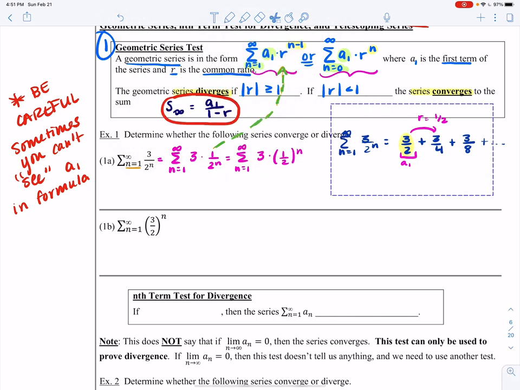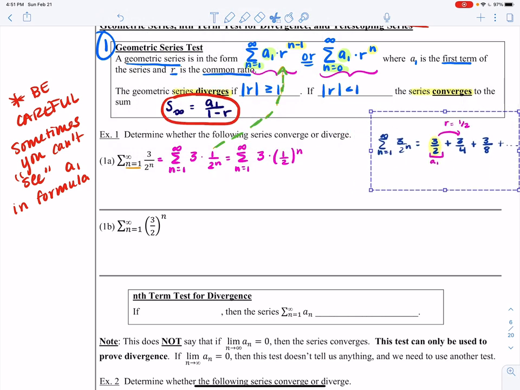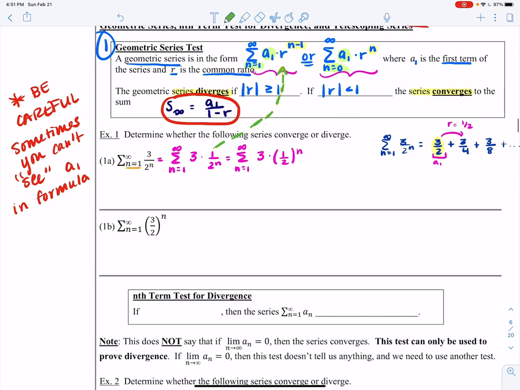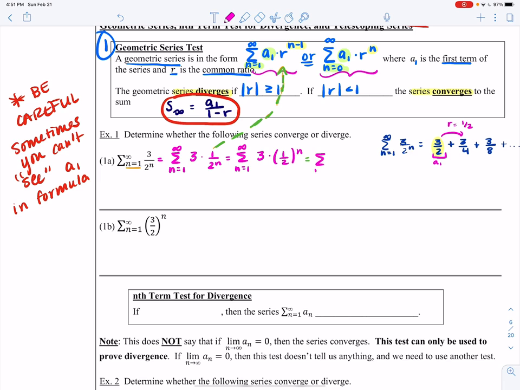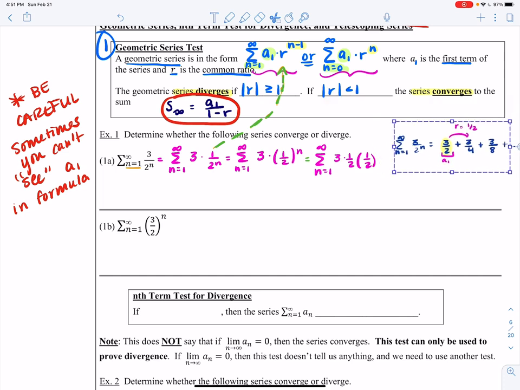I'm going to shrink this one more time and move it out of the way. And let's do a little bit of work. What if I take out another 1/2 from this? This is going to become 1/2 to the n minus 1.